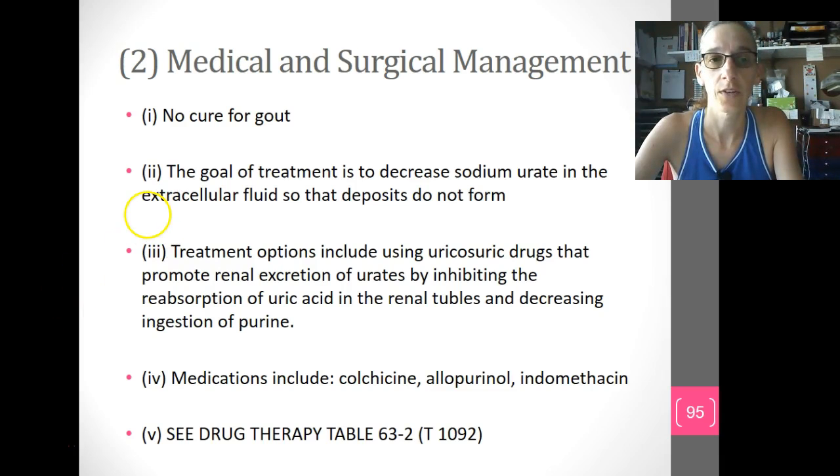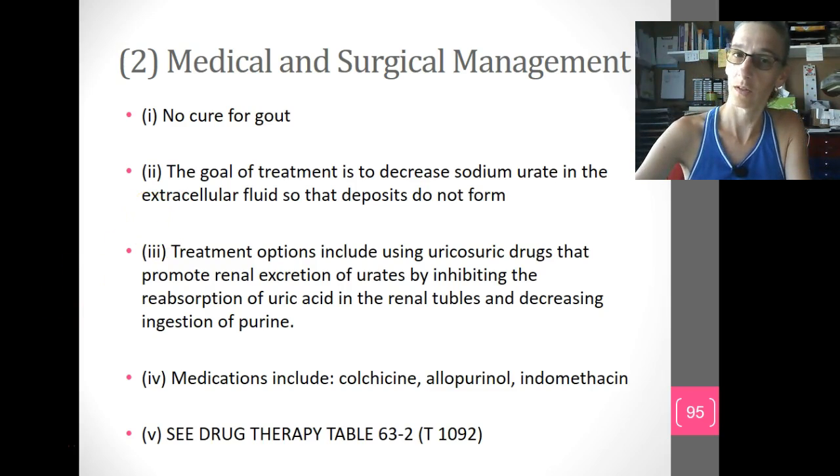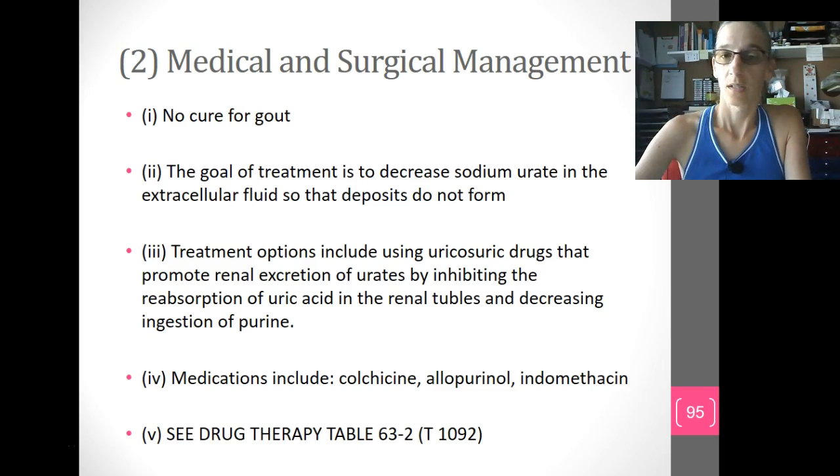Alright, there is no cure for gout. The goal of treatment is to decrease sodium urate in the extracellular fluid so that deposits do not form. Treatment options include using uricosuric drugs that promote renal excretion of urates by inhibiting the reabsorption of uric acid in the renal tubules, decreasing the ingestion of purine. So these drugs lower the uric acid levels. Alright, medications include colchicine, allopurinol, and indomethacin.